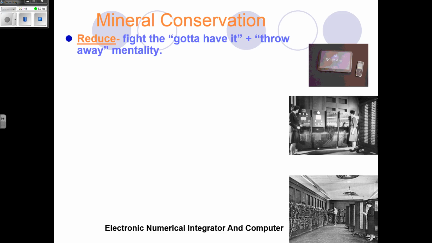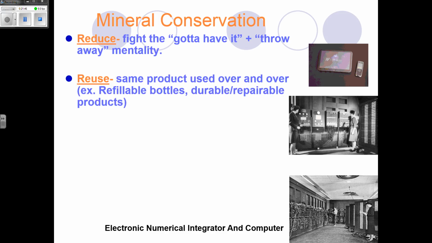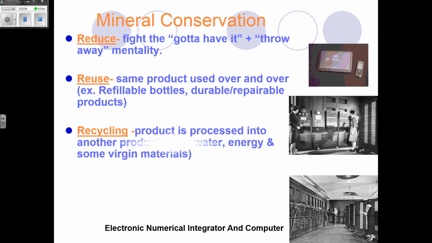Some good examples are refillable water bottles. So instead of using aluminum cans for soda, buy a big 2-liter plastic bottle of soda and fill up your cup, even though you shouldn't really be drinking soda. And recycling. Of the 3, I've said that this uses the most amount of energy. We're going to take something and make a new product out of it. Many times it's going to use a lot of energy, water, and new materials. So of the 3, it's the worst, but it's better than throwing it into a landfill.